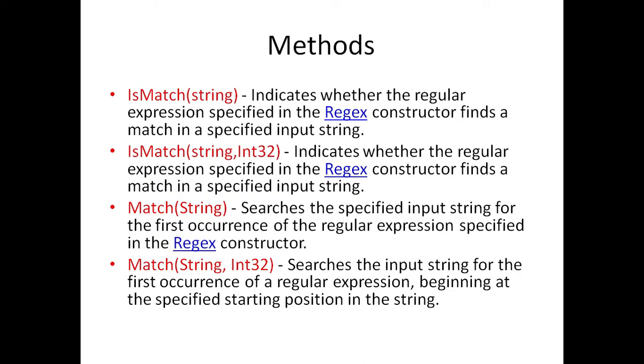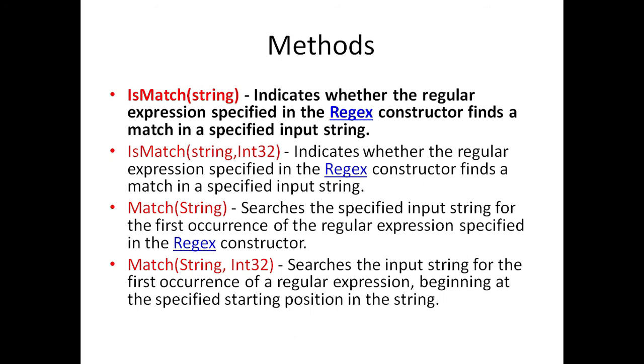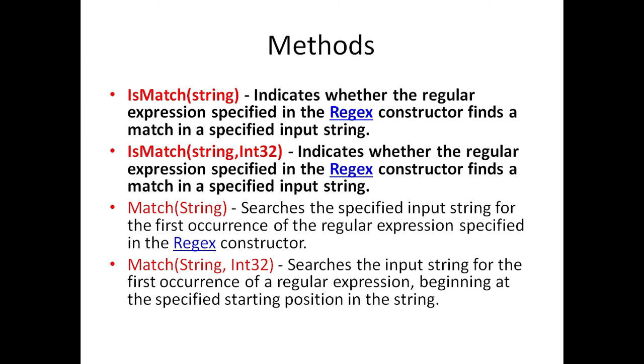Different methods for the Regex class are IsMatch with parameter string, which indicates whether the regular expression specified in the Regex constructor finds a match in a specified input string. IsMatch with parameter string and integer value indicates whether the regular expression specified in the Regex constructor finds a match in a specified input string.